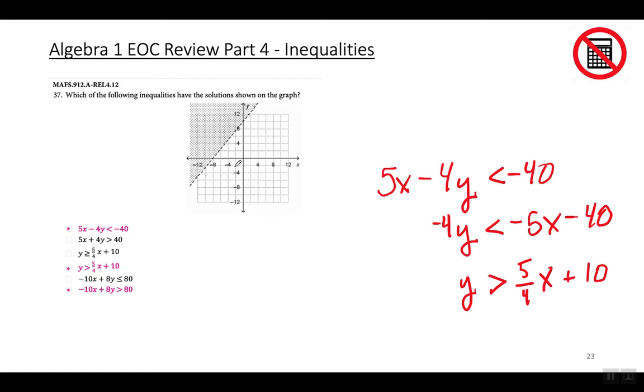If I plug in (0, 0) to check which side to shade, it should be false. When I plug in 0, 0, I end up getting this, because you put a 0 here and this cancels out, and that's false. 0 is not greater than 10. So it's the left side that I have to shade. So this one is correct, this one is correct, and this last one, let me put it in slope-intercept form so I can analyze it. Let me just say what I said here real quick.